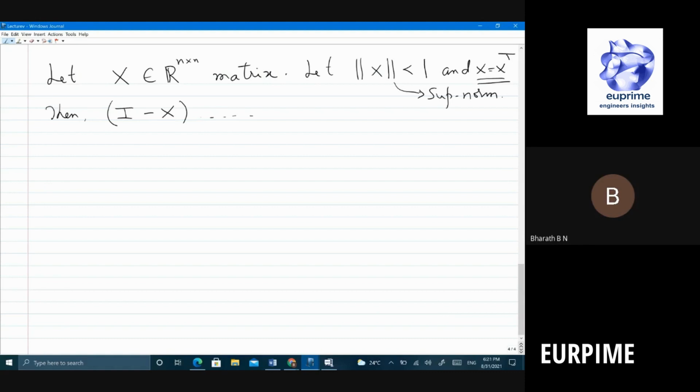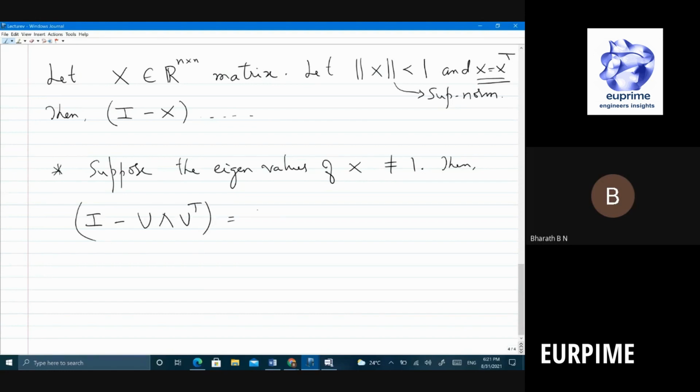So the moment you have eigenvalue decomposition, I want to talk about the invertibility of I minus X. So what is it that I have to answer? Suppose the eigenvalues of X are not equal to 1, then definitely this is invertible. Do you agree? Let's see what happens. I can write X as U lambda U transpose. So I minus X I can write as U (I minus lambda) U transpose, because U U transpose is identity.